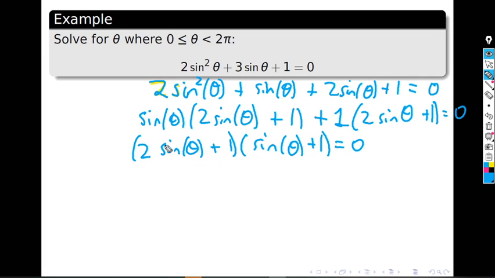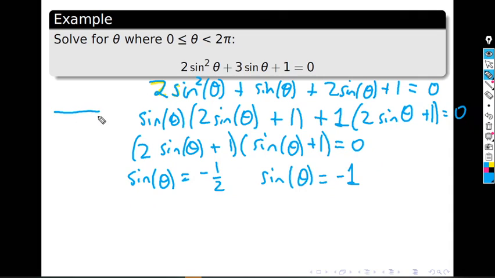To make this 0, sine theta would have to be equal to minus a half. And here sine theta would have to be equal to minus 1. And so now in terms of solving them, when is sine theta a half? We're doing radians. So if I just draw my little triangle here, root 3, 1, 2, it's opposite over hypotenuse, right? So it's got to be this one, which is pi on 6 in there.